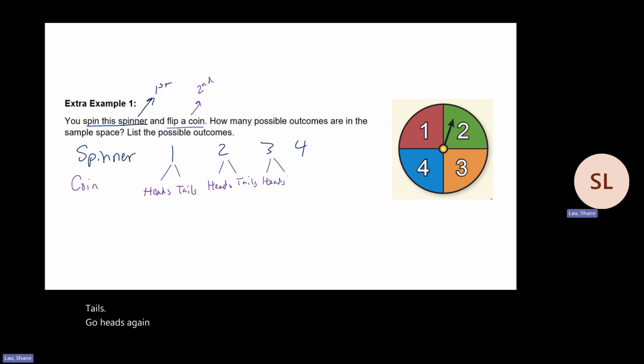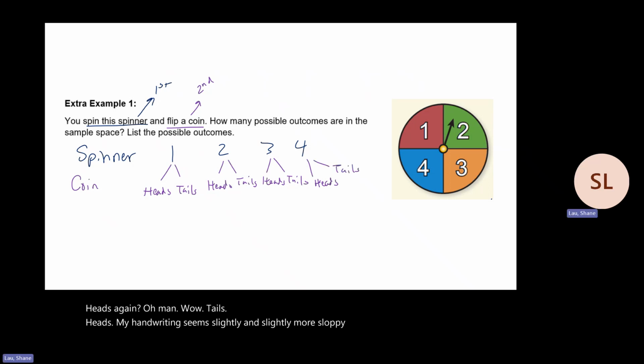Oh man, wow. Tails, heads. My handwriting is getting slightly more sloppy. This is not that great. I think we can all agree that this is not as fun as we may think. Actually, it might be more fun to just spin the spinner and flip the coin. But here we are.